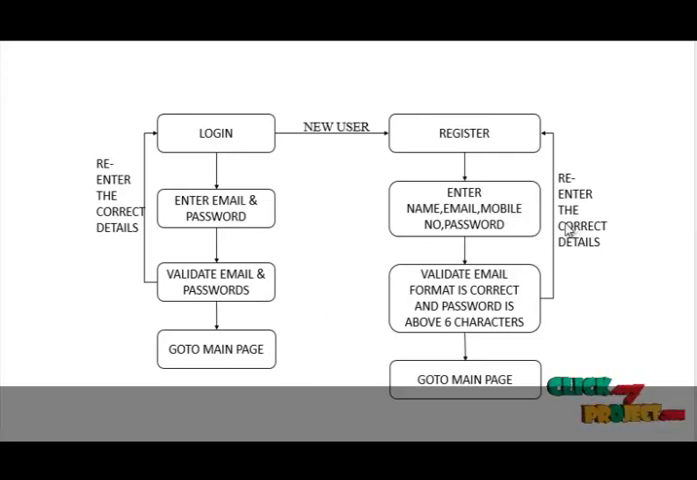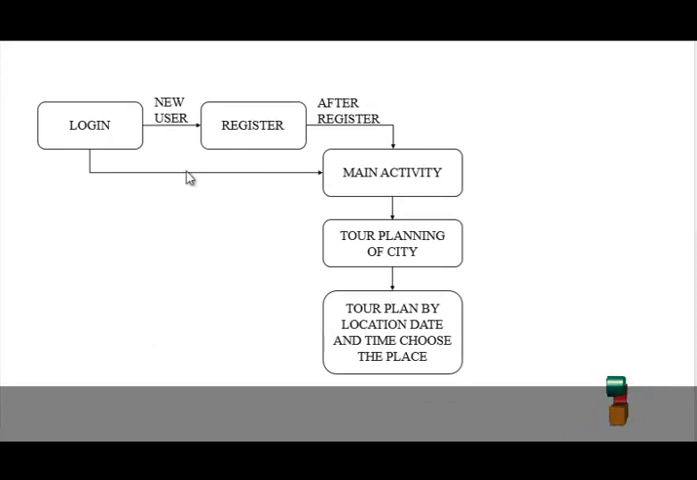If you register, you enter the name, email, mobile number and password, and it checks that the email format is correct. The email and password must be at least 6 characters. If valid, you register into the Firebase database and go to the main activity. Then, after login, you go to the main activity.